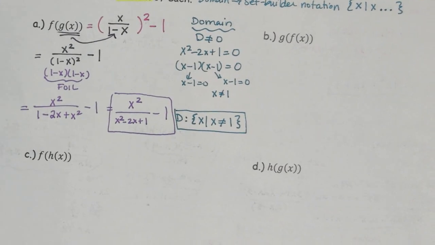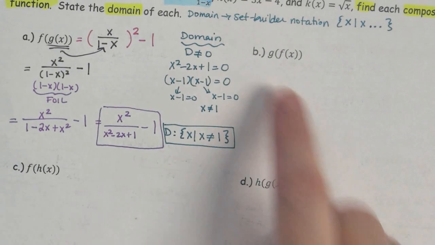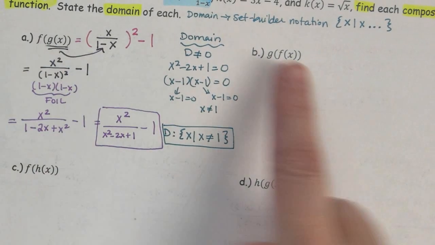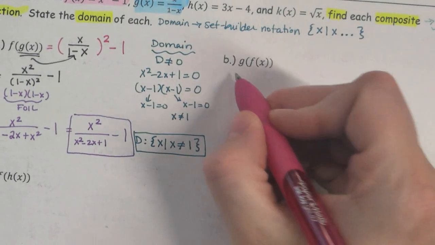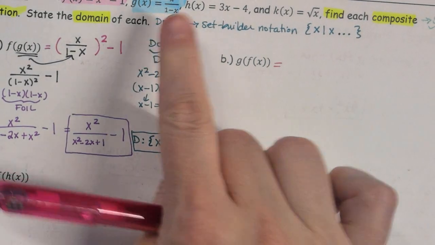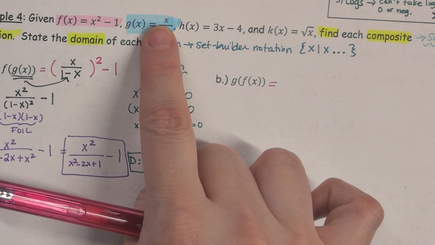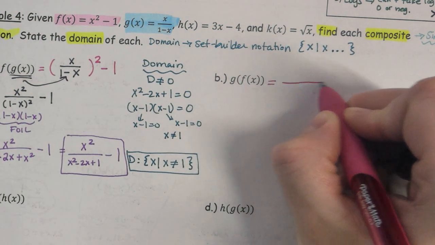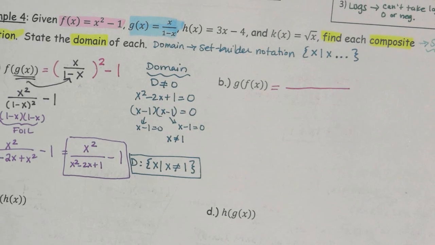Part B. So again, we start with the outside. So we have g of f of x. So it's the reverse of what we just did. So again, I'm going to start with the g of x. So when I look at g of x, I see x over 1 minus x. Instead of x, what have I suggested that you do? What did I suggest you put instead of x?